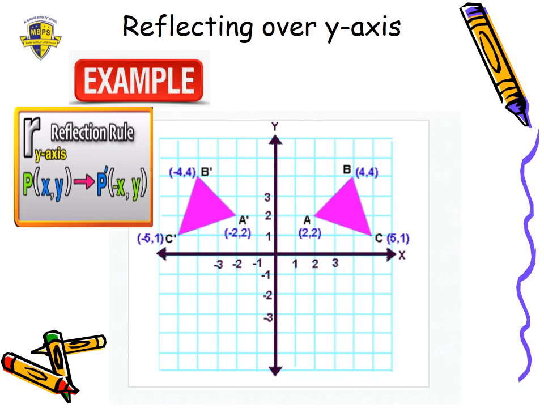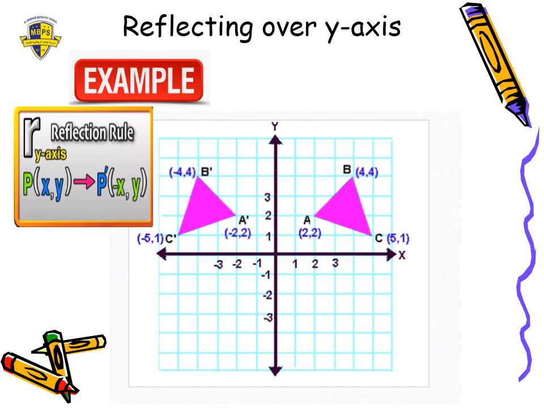This is another example about reflecting shapes across the y-axis. So let's check the points. You can see the original triangle in the first quadrant, A, B, C. A is (2, 2), B is (4, 4), C is (5, 1). Now we want to reflect it across the y-axis. Remember the rule: y stays the same, we will not change y, and x will be -x.